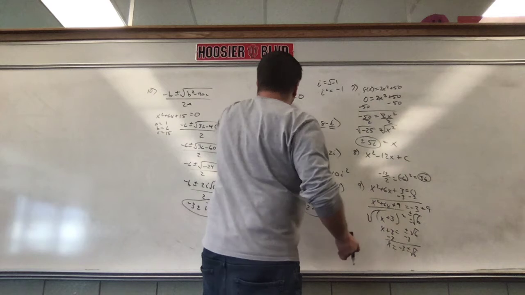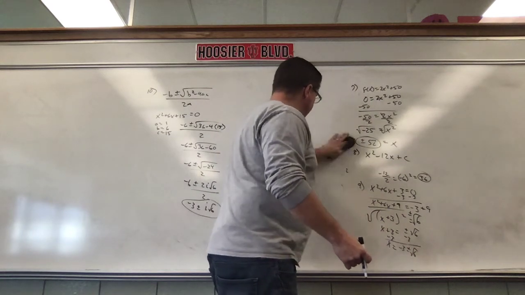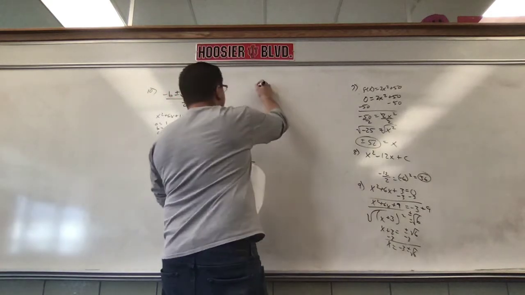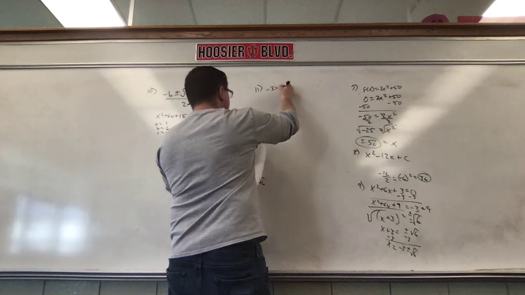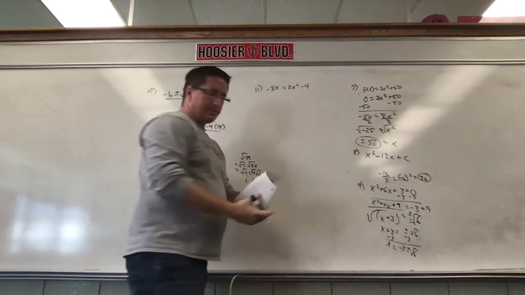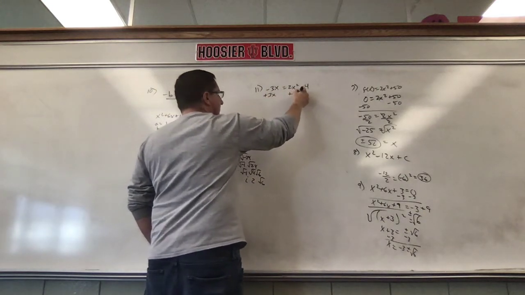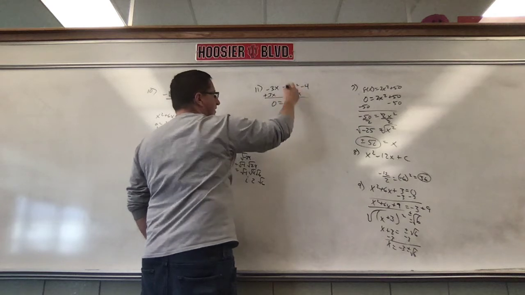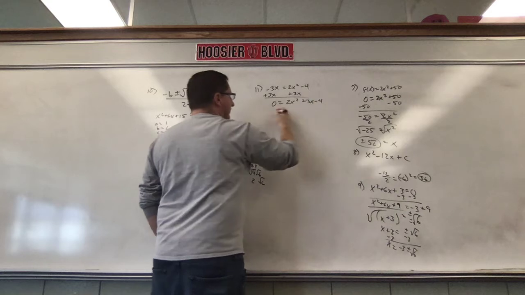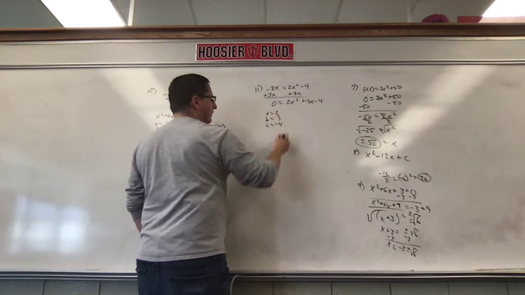Okay. Number 11. Again, using the quadratic formula, negative 3x plus 2x squared minus 4. So it's got to equal 0. I'm going to make the left side 0, so I'm going to add 3x. So 0 equals, there are no like terms here. Make sure you put them in the right order. So 2x squared plus 3x minus 4. A, B, and C are 2, 3, and negative 4.